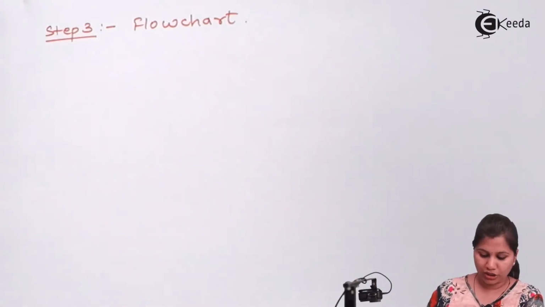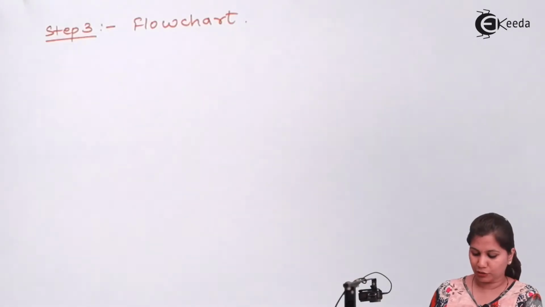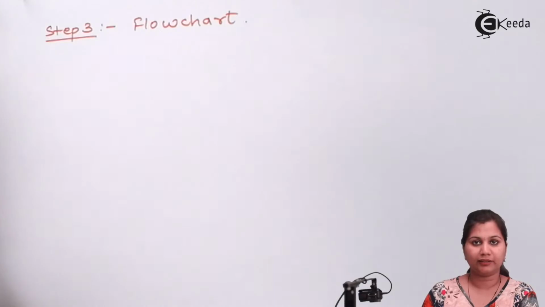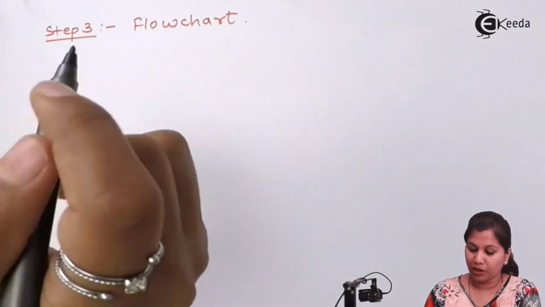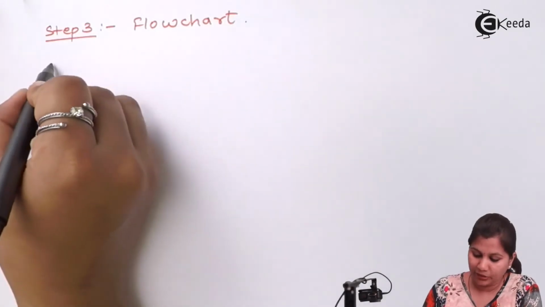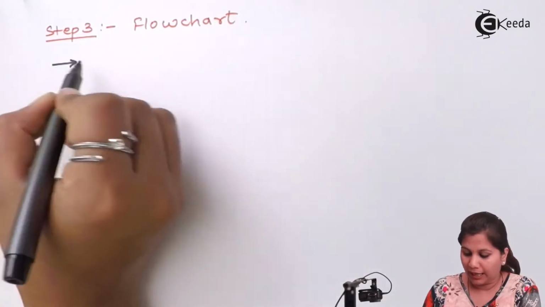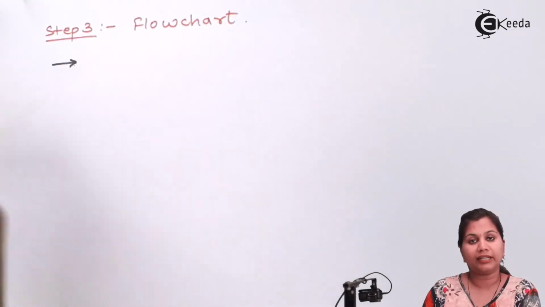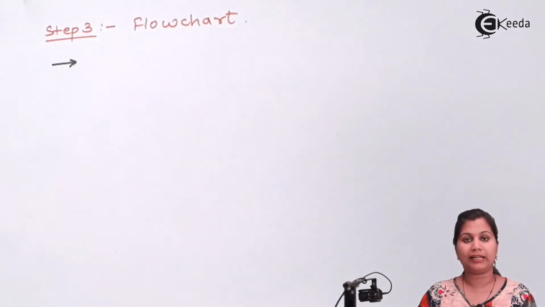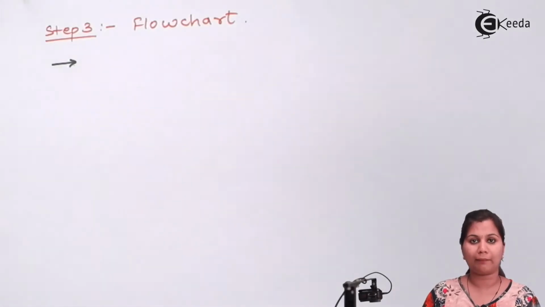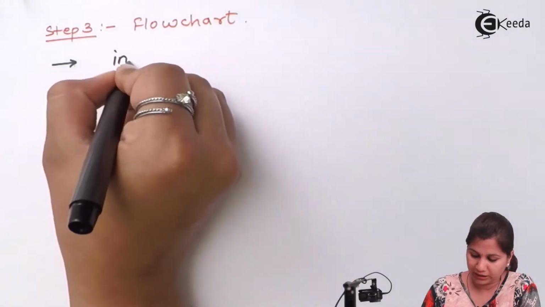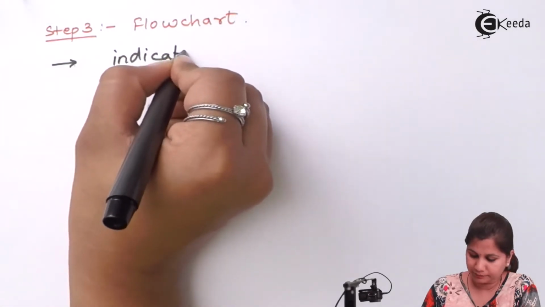Okay, so flowchart is the pictorial representation of the various actions which you are taking for solving that problem. Now in this flowchart you will use different signs, like the arrow. Arrow will indicate the direction of the program. Okay, like in which direction the program is being followed. So arrow is used to indicate the direction.